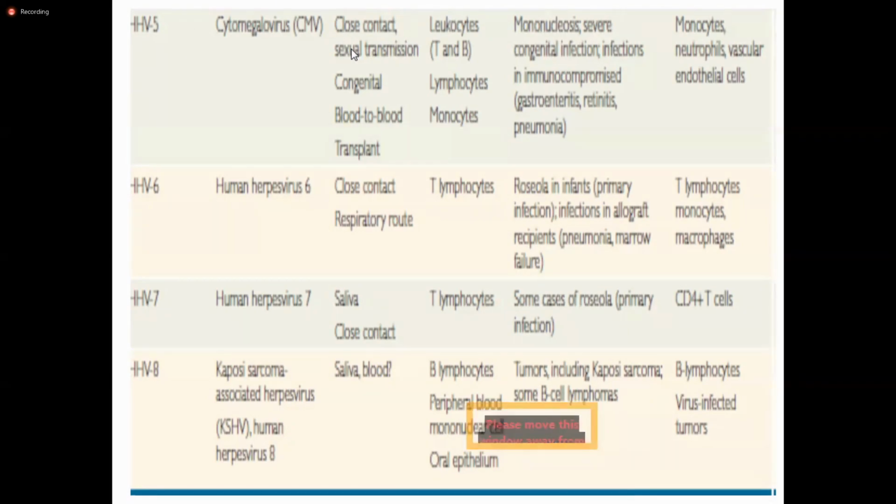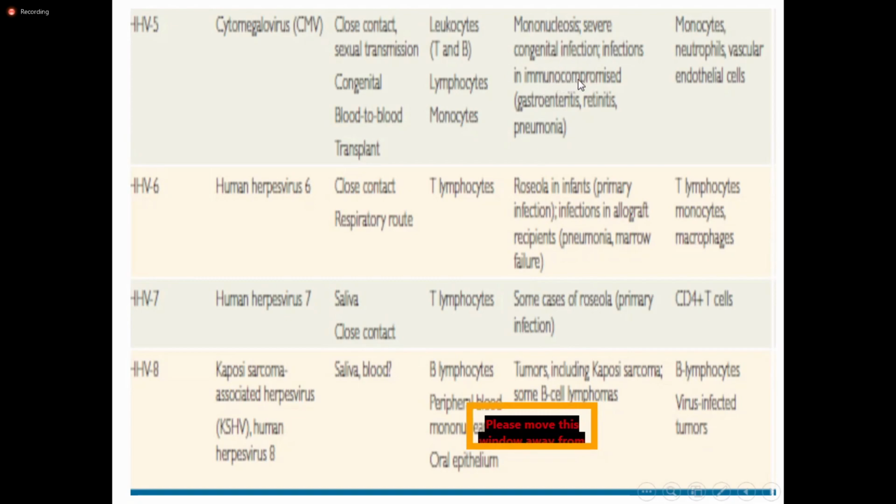This virus could infect leukocytes, T and B lymphocytes, and monocytes. These viruses can cause a mononucleosis-like infection, but not infectious mononucleosis. It is similar to it. Severe congenital infection can occur if it happens during pregnancy.